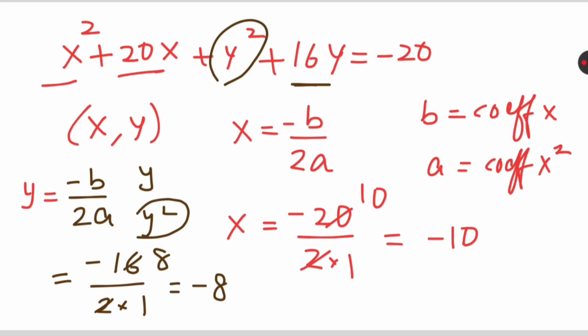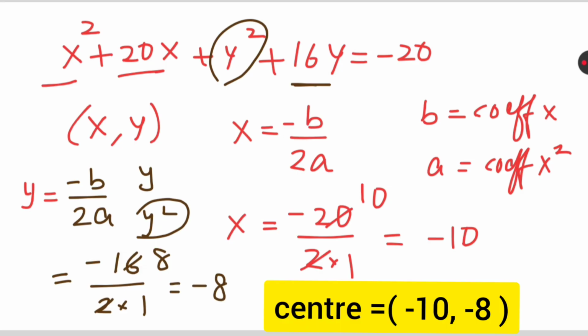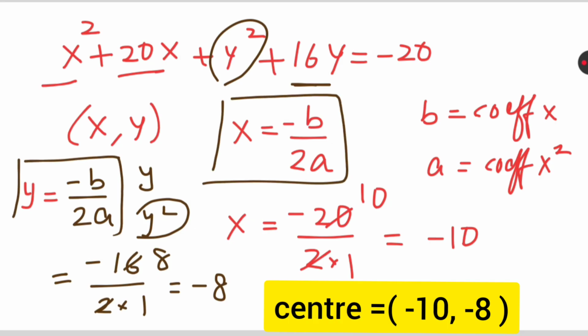So this is the shortcut trick to find the center of the given circle. The formula is only minus b over 2a for the x and y. But for the x, you have to take the x coefficients. For the y, you have to take the y coefficients.